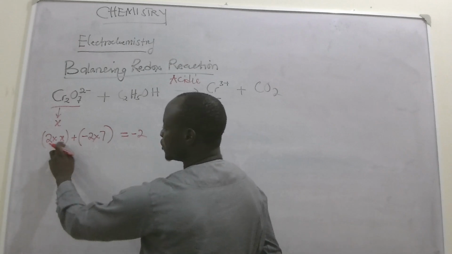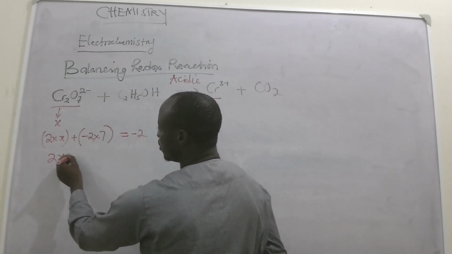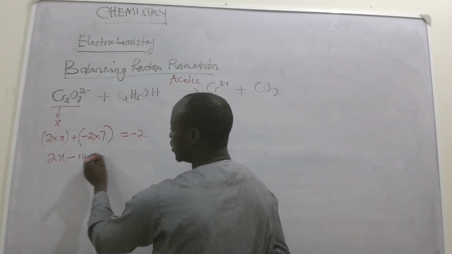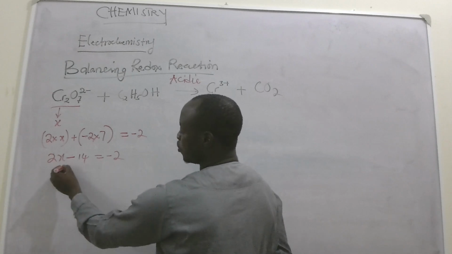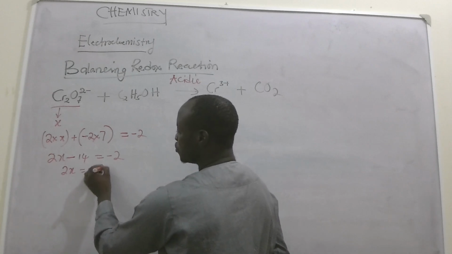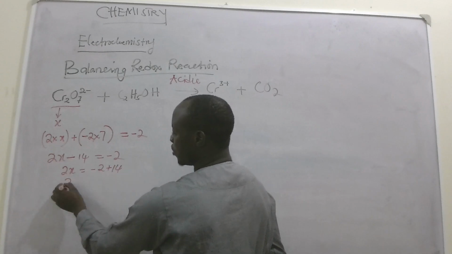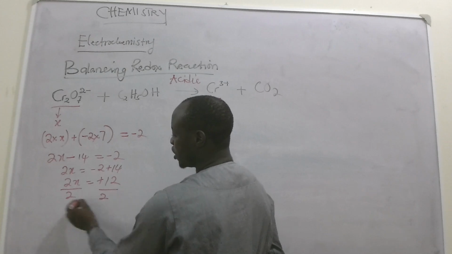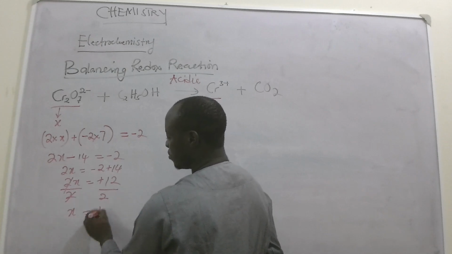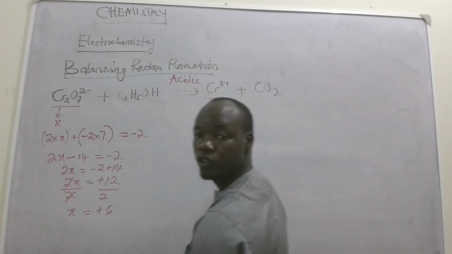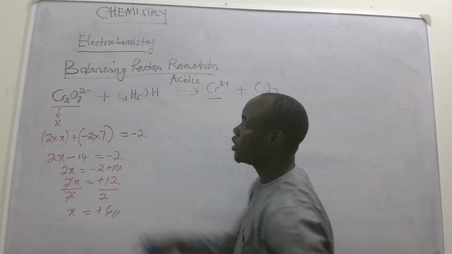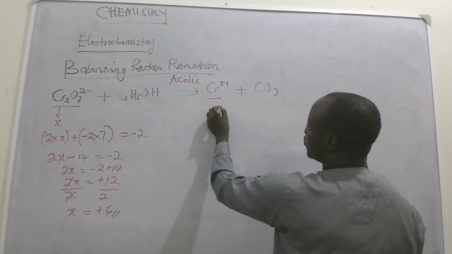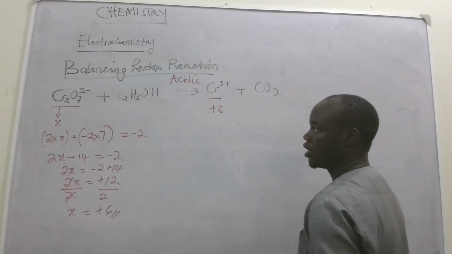So we are now going to say 2 times x, we have 2x, plus times minus is minus, then 2 times 7, we have 14, that is equal to minus 2. Then we have 2x equals minus 2 plus 14, so 2x is equal to plus 12. Then divide both sides by 2, and we have x equals plus 6. So it means that the oxidation number of chromium here is plus 6. And the oxidation number here of chromium is plus 3, already shown from here.